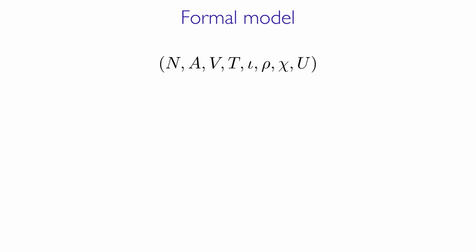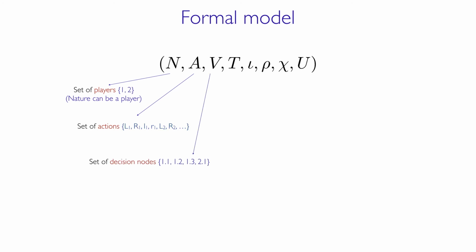Now we are ready to provide a formal model of an extensive form game. It is a tuple (N, A, V, T, ι, ρ, χ, u), in which N is a set of players. In the previous example, N is the set {1, 2}. Notice that among the players, we can also have a non-strategic player, that is nature, representing, for instance, a chance node such as the roll of a dice. A is the set of actions of all the players. For instance, uppercase L1, uppercase R1, and so on.